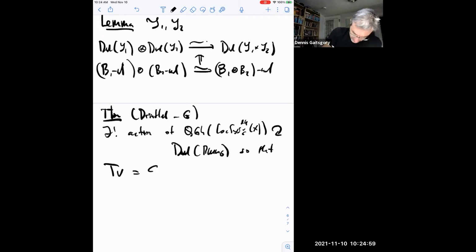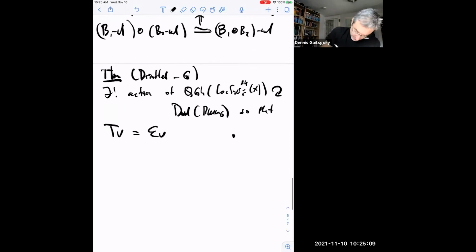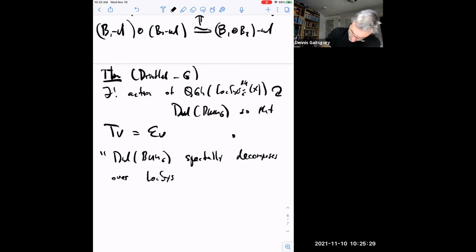So now this is the spectral decomposition theorem in the context of D-modules. And what it says, you can read it as follows: the category of D-modules on Bun_G spectrally decomposes over the stack of de Rham local systems. Then one can talk about whether D-modules on Bun_G is equivalent to something, and that's a different issue.